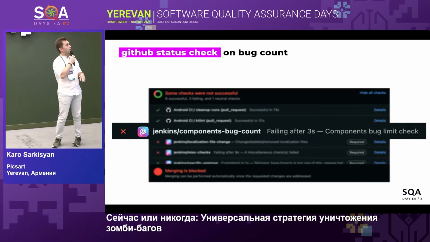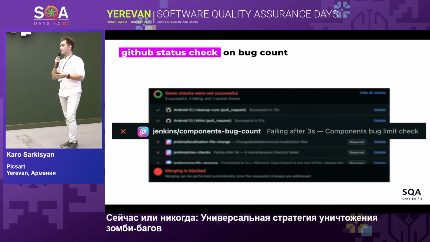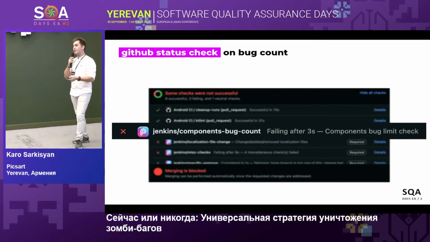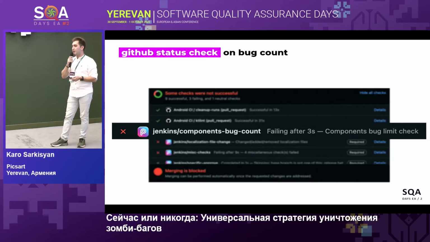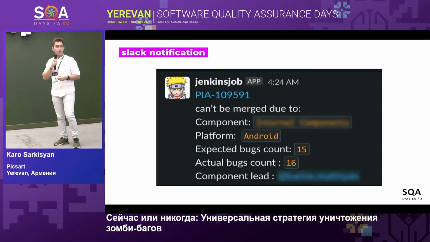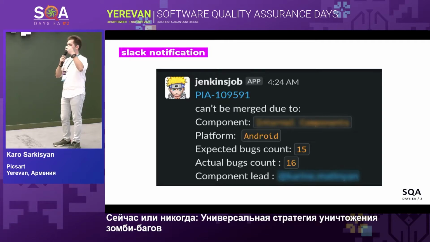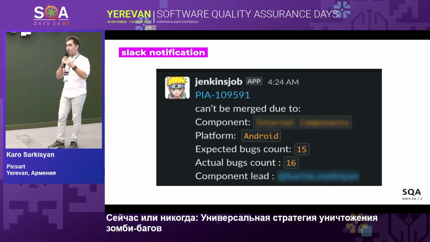In our case, in our pipeline, when a ticket should be merged to the destination branch, we have a lot of status checks, such as unit test coverage, code coverage, and others. And we added one more status check regarding the bug limitation on each component. We took the numbers of the bugs which were opened on each component and set a threshold on each one.